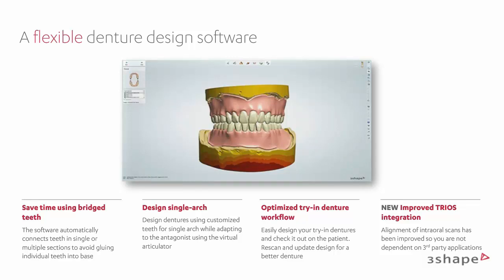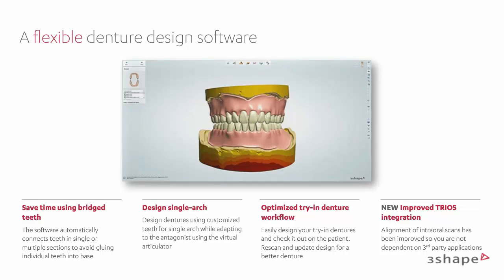This slide gives an overview of what the software can do. People who know the software know these basic details, but if you're new, you can use bridge teeth. This is something we have in the dentures module where you can connect all the teeth either in a single arch or different segments of arches. Then you can also design a single arch and adapt that to the antagonist using the virtual articulator. This is also a very popular workflow.